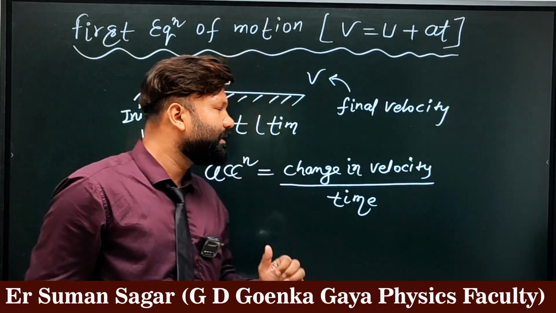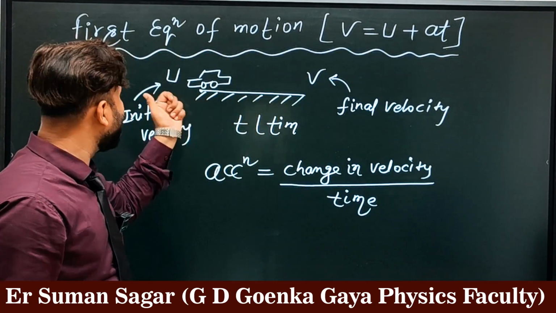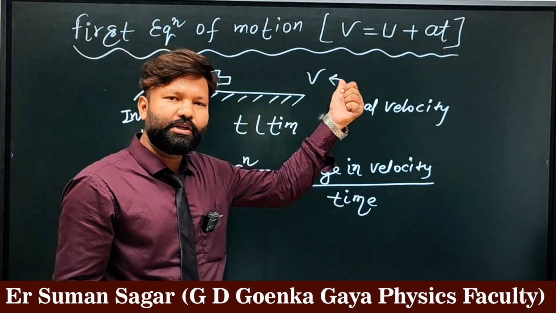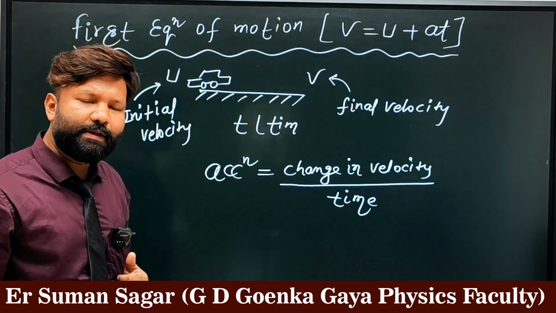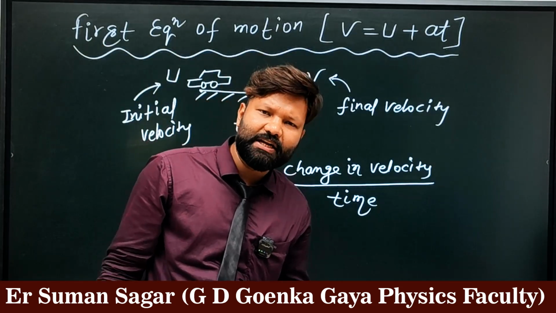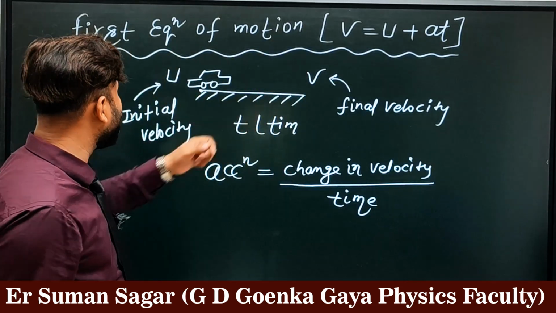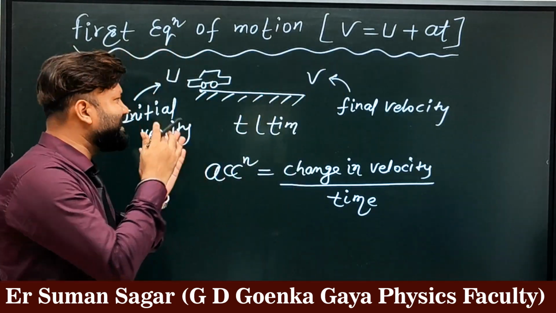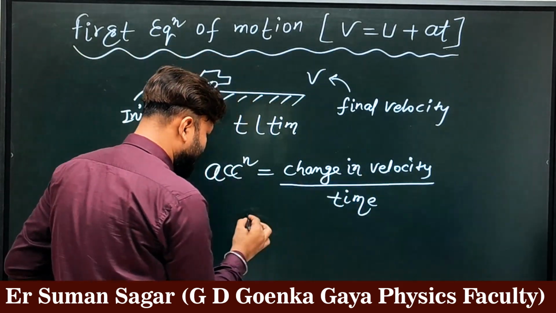Change in velocity means, here you have learned that the car is moving with initial velocity u, after time t, final velocity becomes v. So change in velocity means final velocity minus initial velocity. Initially the velocity is u and finally the velocity is v. So the change between them is the change in velocity.